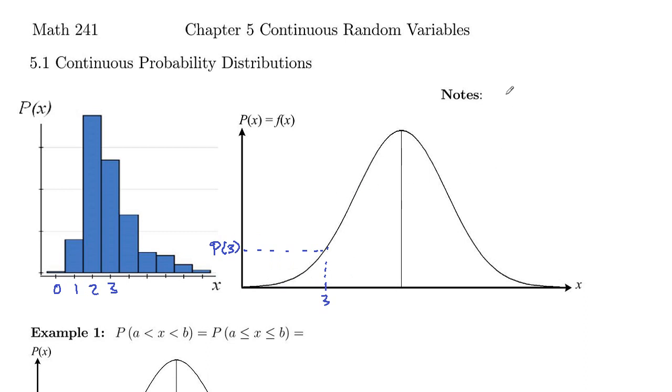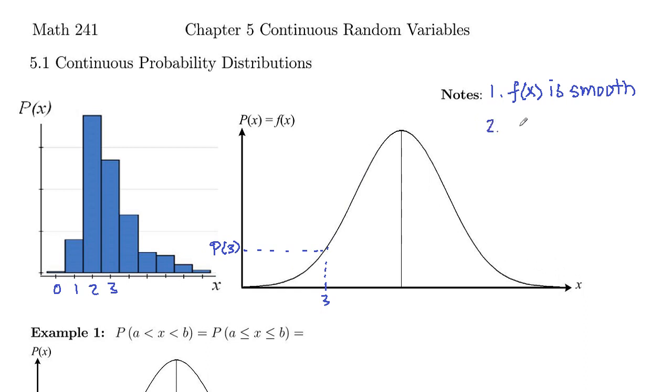Some notes here. This is a continuous probability distribution. In fact, this is a specific one. This is a bell-shaped distribution, which we'll talk a little bit more about in just a second here. So some notes here. One, your probability function p or f of x is a smooth curve. So there's no corners on the graph. There's no places where this function is not differentiable.